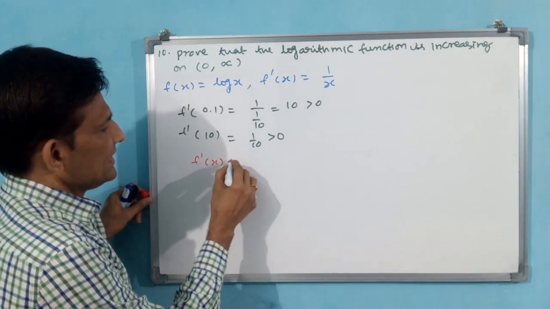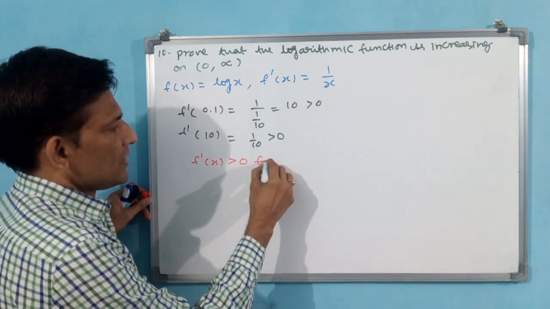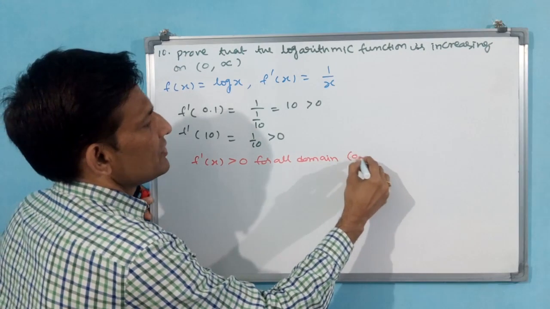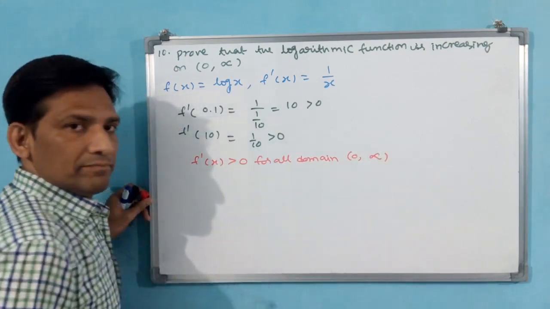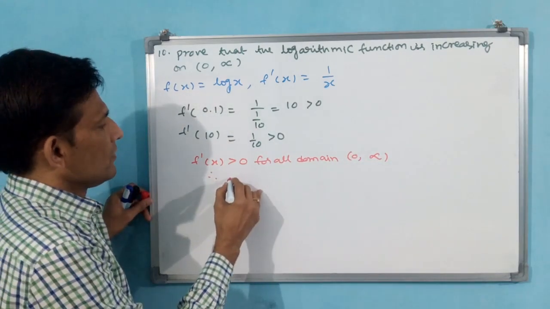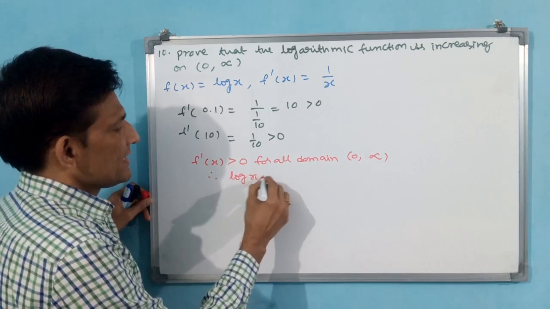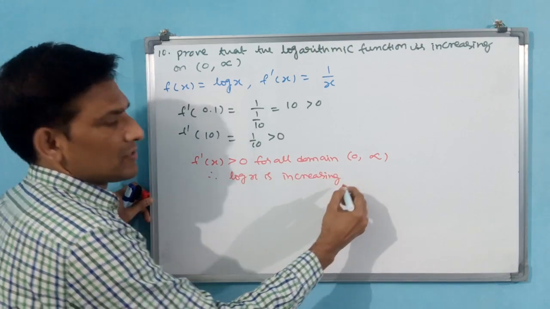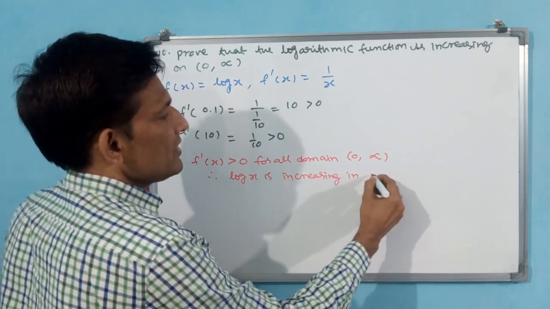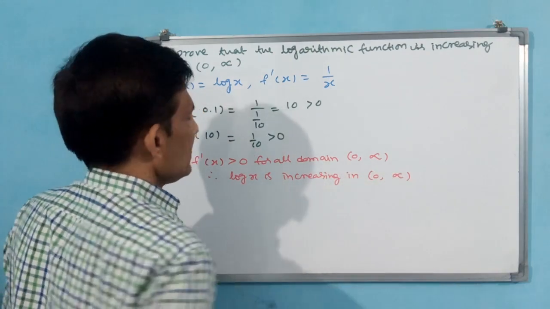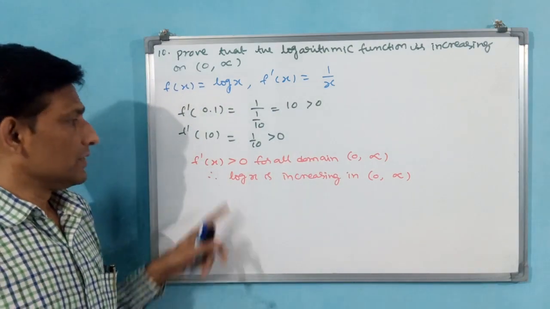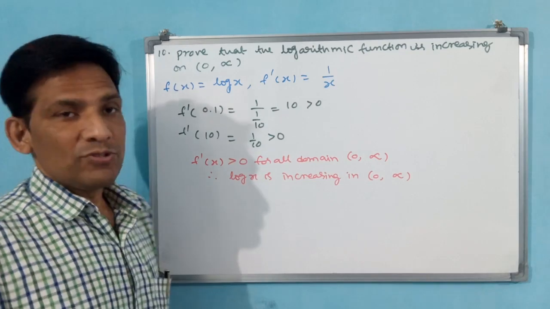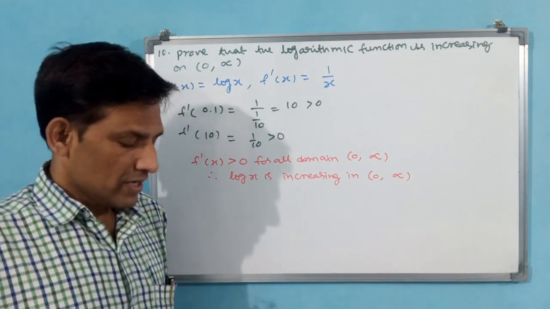F dash x is greater than 0 for all x in the domain 0 to infinity. Therefore, log x is increasing in 0 to infinity. Log x is increasing in 0 to infinity. Like this you write and close.